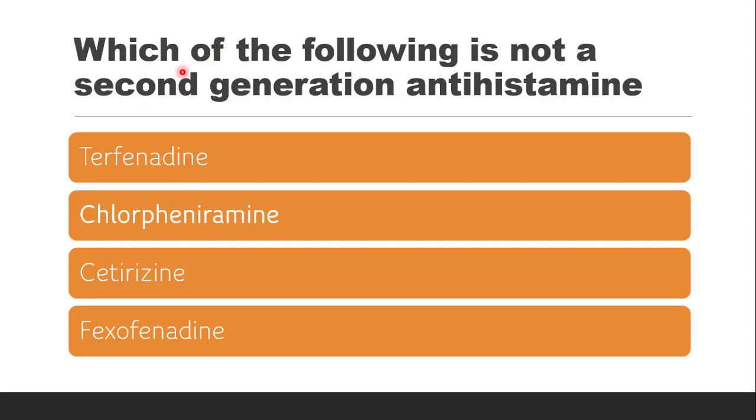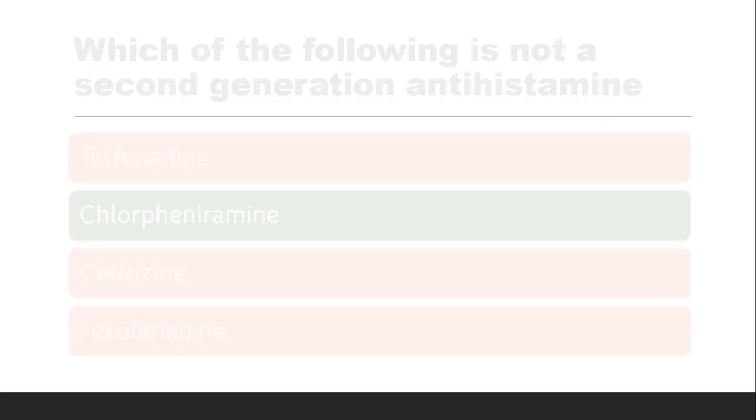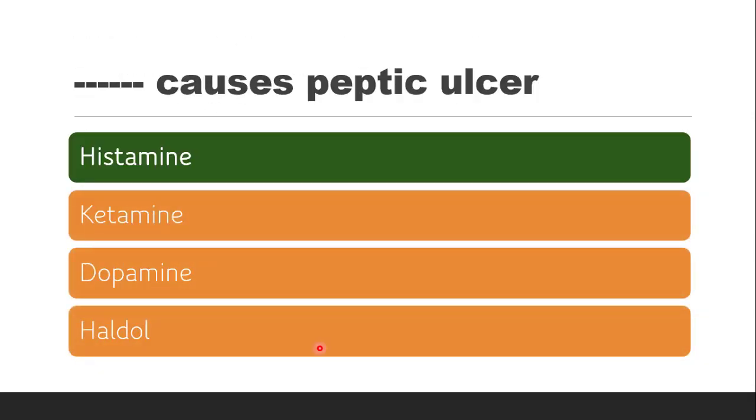Next question is antihistamines are cetirizine, levocetirizine, cetirizine, fexofenadine. It also increases the secretion of hydrochloride in stomach and it is responsible for causing peptic ulcers.